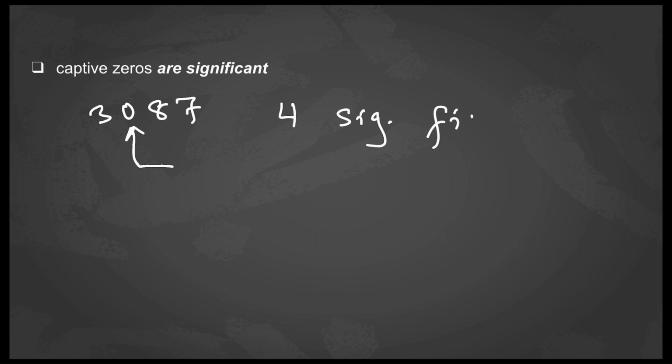In another rule, captive zeros are significant. What do we mean by a captive zero? Take, for example, the number 3087. In this number, this zero is trapped between two non-zero digits. Therefore, this zero is considered captive, and as a result, it is significant. So in this particular number, we also have a total of four significant figures.